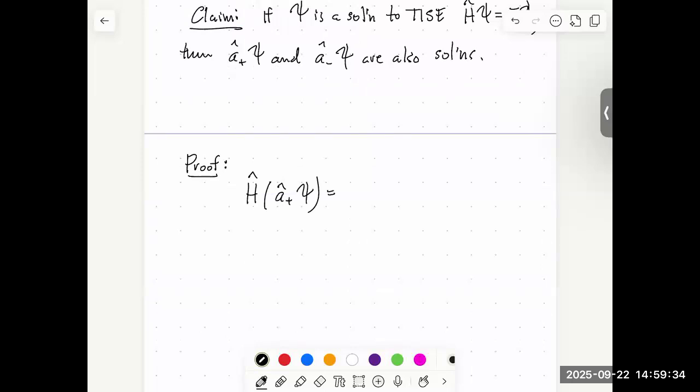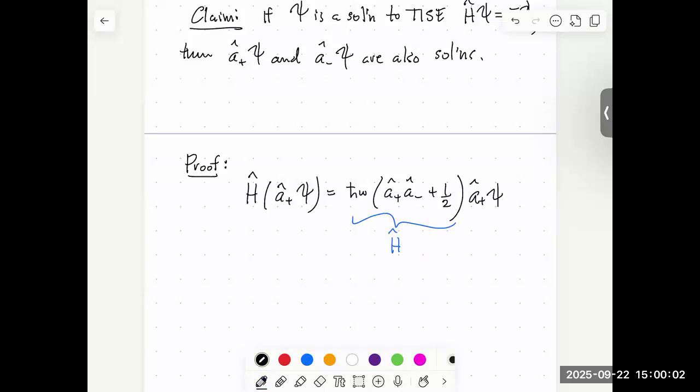And that was h bar omega. One version of it was a plus, a minus, plus 1/2. Okay, so that's our Hamiltonian. And then we're going to have our new state that's generated by acting on the known state times this operator A plus.